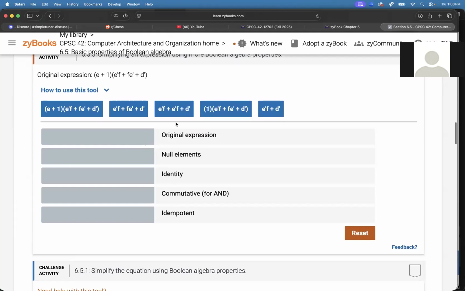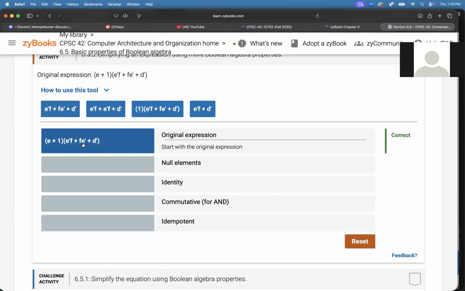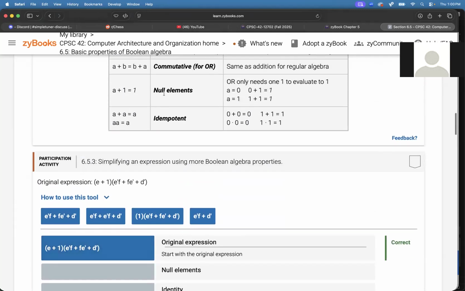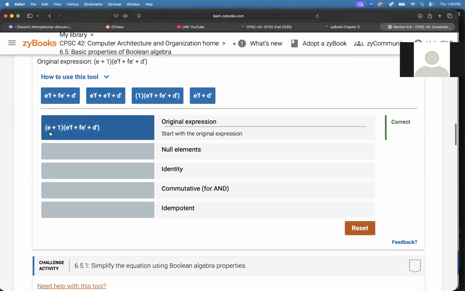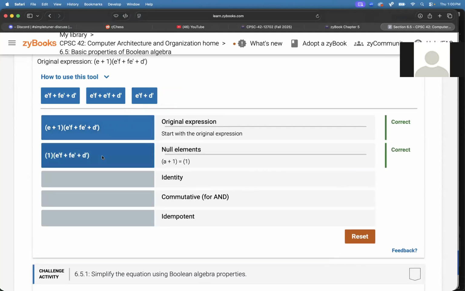Let's see. Original expression. The original expression's the long one, looks like this. Null elements, they're saying, is when you have a 1 or something. That's what they're calling it. So this is a 1 or something, and it just simplifies to a 1. We look over here and I see it. There's a 1 there replacing that. So that's where they applied that rule. Then the identity, 1 times something. You don't have to write the 1. So it'll be this one.